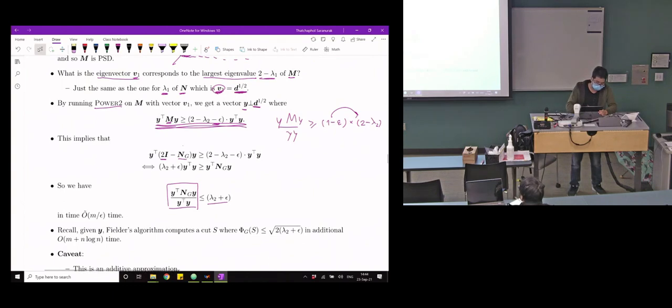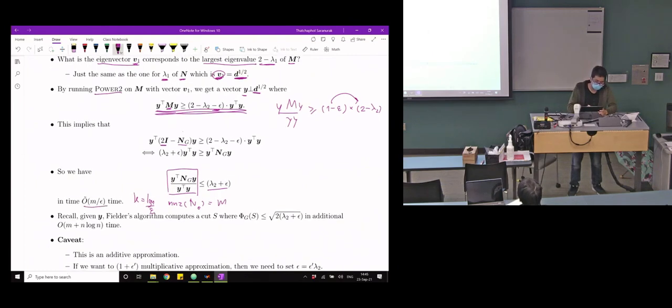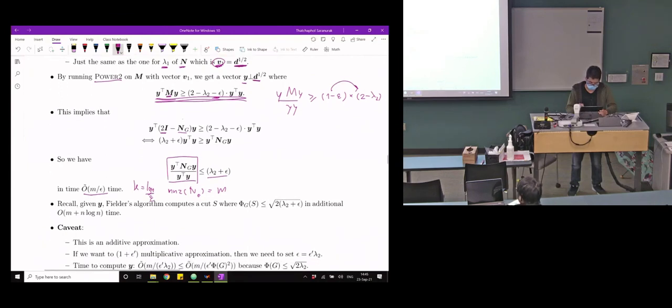And how much time does it take? Well, recall that you will set k to be something like this. And the number of non-zeros of the matrix is just the number of edges in the graph. So the total time is m over epsilon, right?